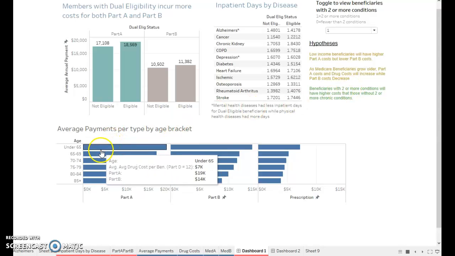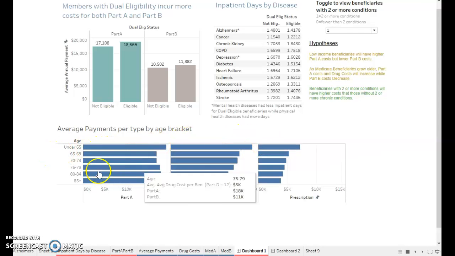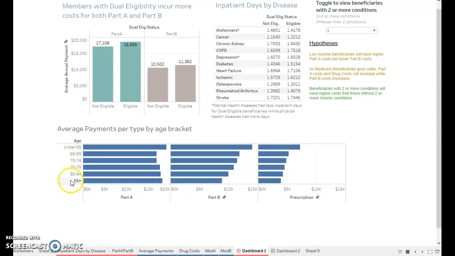I also found it was very interesting that those beneficiaries under the age of 65 had the highest cost across all age groups. And this makes me wonder if perhaps members went without insurance for a while until they became eligible for Medicare, and then as soon as they became eligible, perhaps they had high utilization because they hadn't been treated by a doctor for a while, so it prompted them to address a lot of needs that had gone untreated for a while.